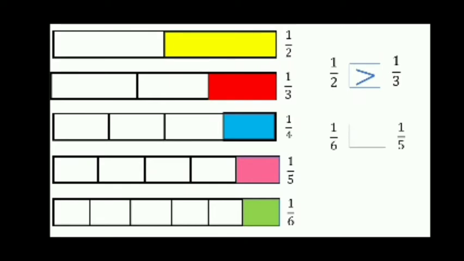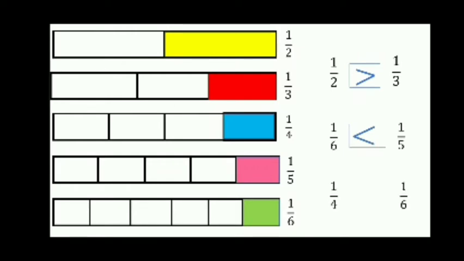Let's compare the next two fractions. 1/6, that is the green shaded part, and 1/5, that is the pink shaded part. Here again, both the strips are of equal length. But in the first one, that is in 1/5, that is the pink shaded strip, there are 5 equal parts. The denominator is 5. And in the fraction 1/6, the denominator is 6. So as the denominator of the fraction increases, the value of that fraction becomes less. So which is the bigger fraction? Yes, 1/5 is a bigger fraction than 1/6. 1/6 is a smaller fraction.